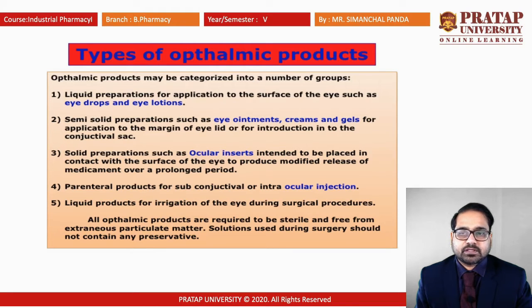Solid preparations, such as the ocular inserts, are intended to be placed in contact with the surface of the eye to produce modified release of medicament over a prolonged time. Parenteral products for subconjunctival or intraocular injections, and liquid products for irrigation of the eye during surgical procedures. All ophthalmic products are required to be sterile and free from extraneous particulate matter. Solutions used during surgery should not contain any preservatives.